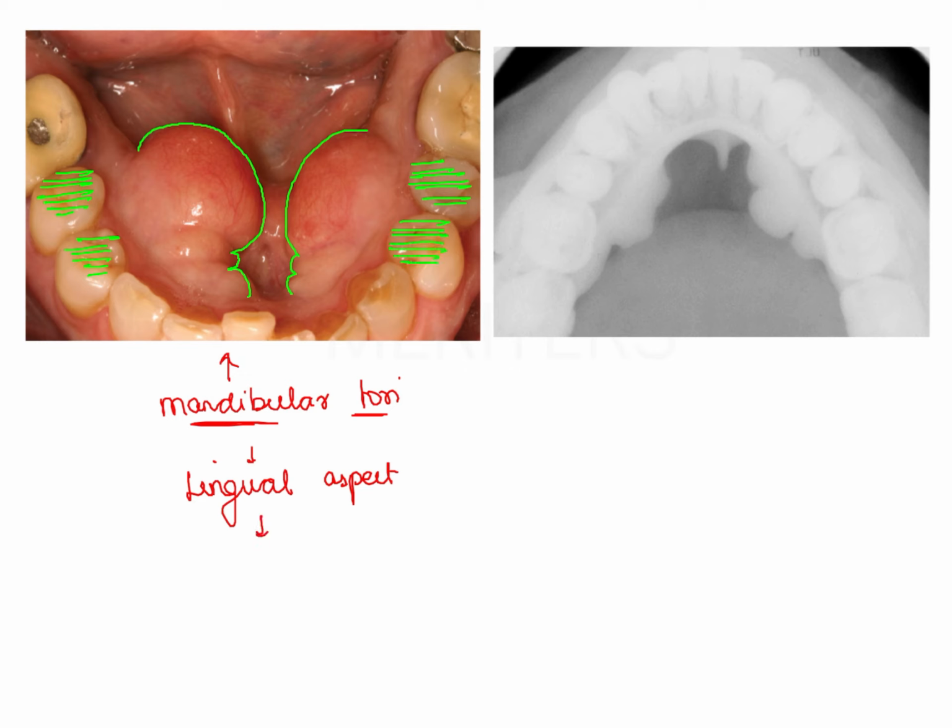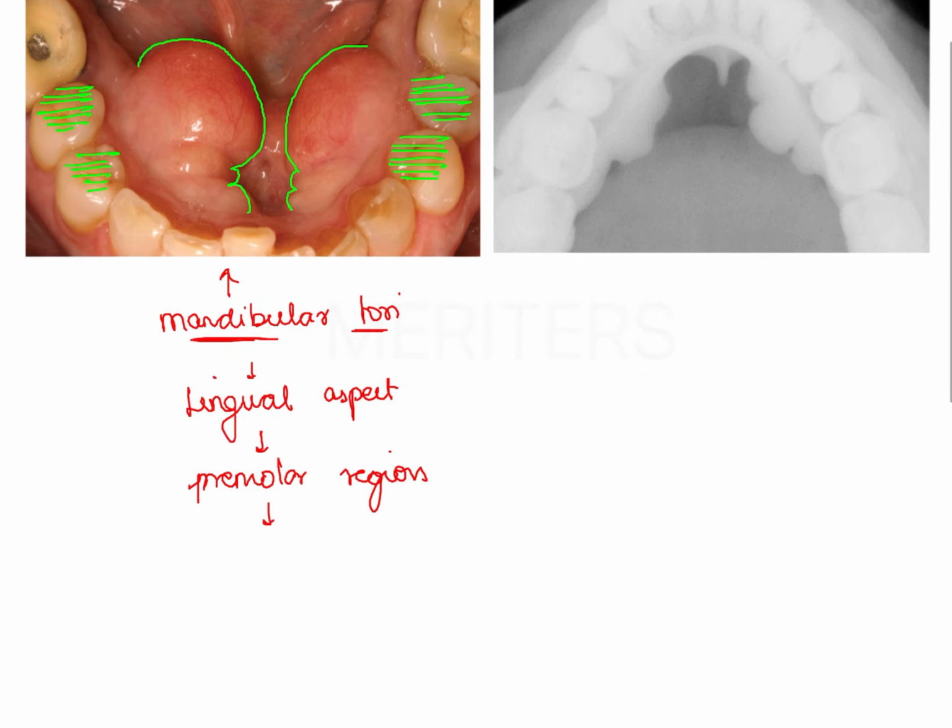So that's the next point. The lingual aspect of the premolar region is the most common location of mandibular torus, and to be more specific, it is situated above the mylohyoid line or mylohyoid ridge.